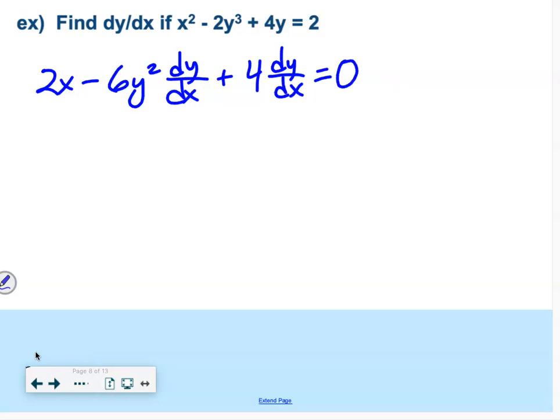All right. So every time you differentiate a variable, and it's not the variable you're differentiating with respect to, you multiply by the differential. Okay.